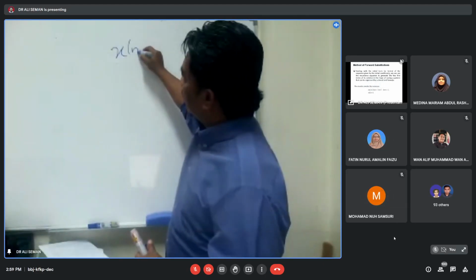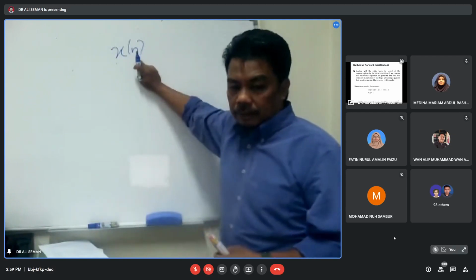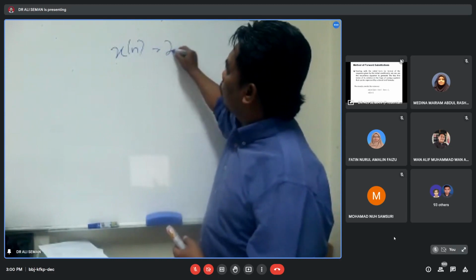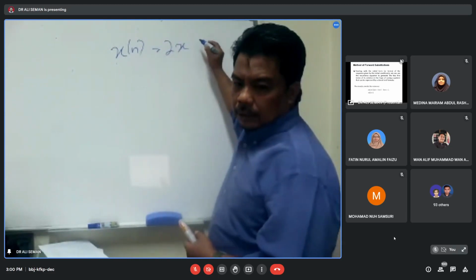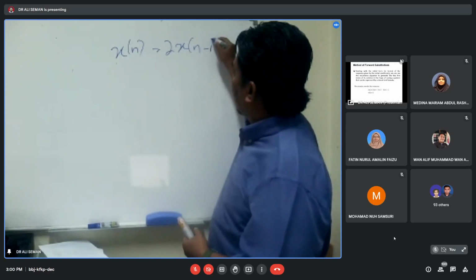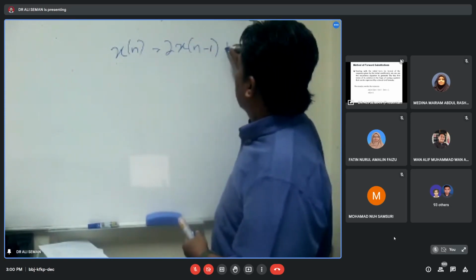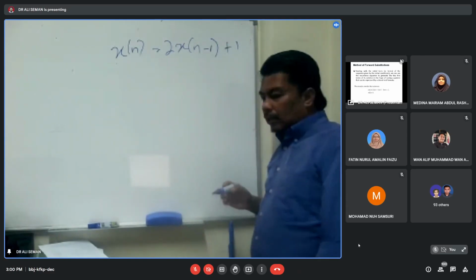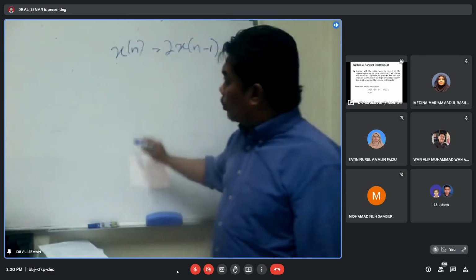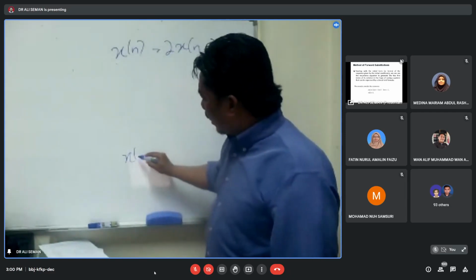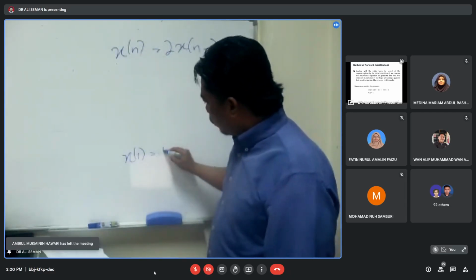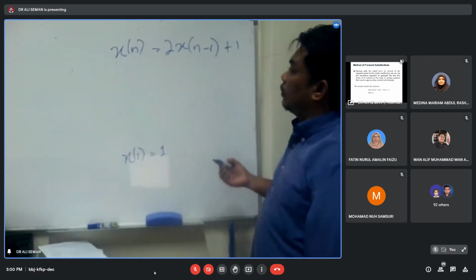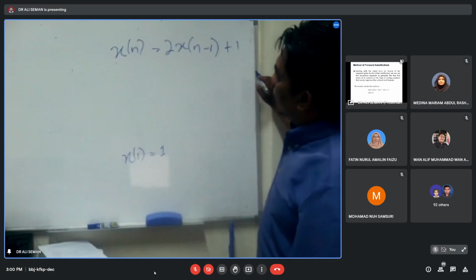This x is a function, right? So x of n means the function here, and here 2 times x of n minus 1, plus 1, for n greater than 1. Because if n equals 1, return 1. It's given already. So we need to keep returning until n equals 1, and automatically we return 1, the answer, because we have the answer already. What is x of 1? Let's say this is a function. Okay, so we need to substitute.